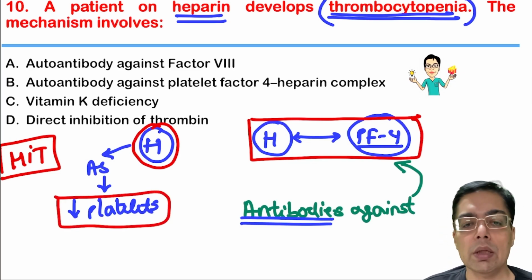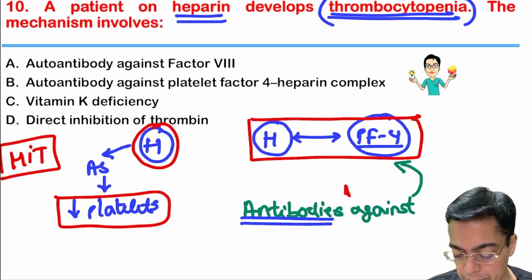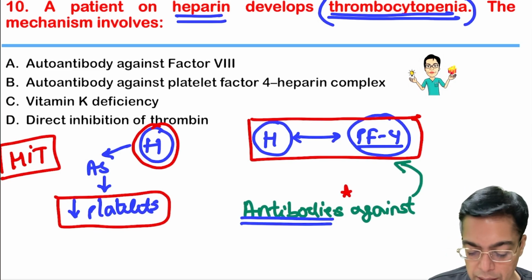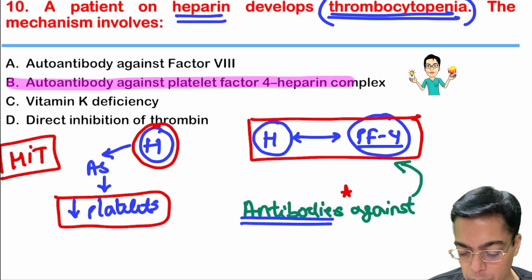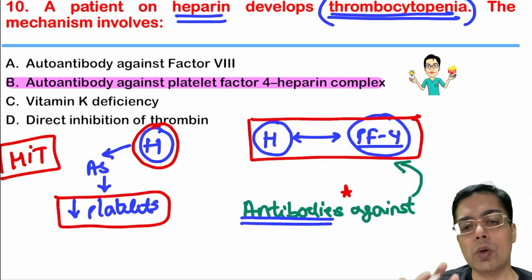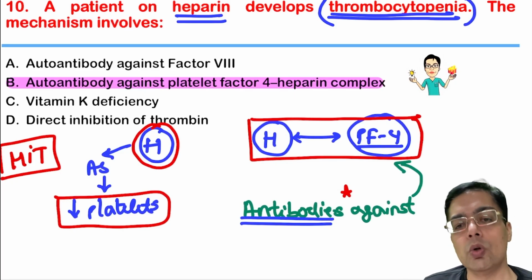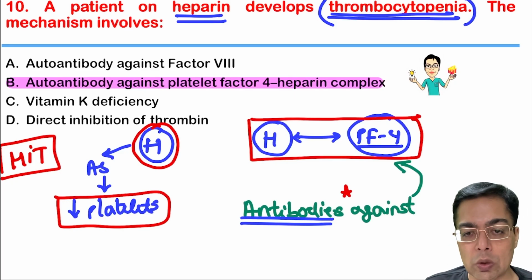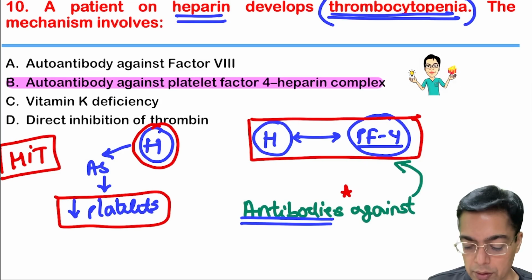And what's the problem? The problem is formation of antibodies. What is the antibody produced against? The antibody is produced against the platelet factor 4 heparin complex. Why do you want to remember this? Patients who develop HIT syndrome are going to be having chances of bleeding, which is going to become high.